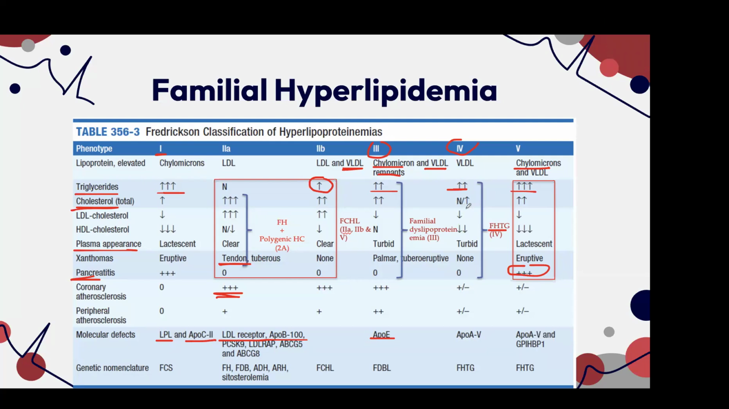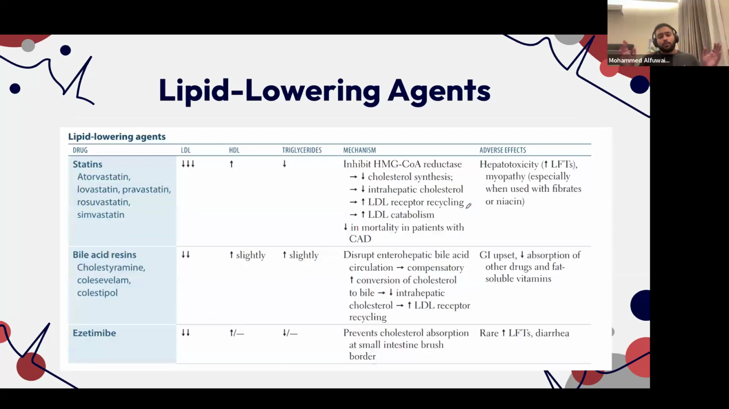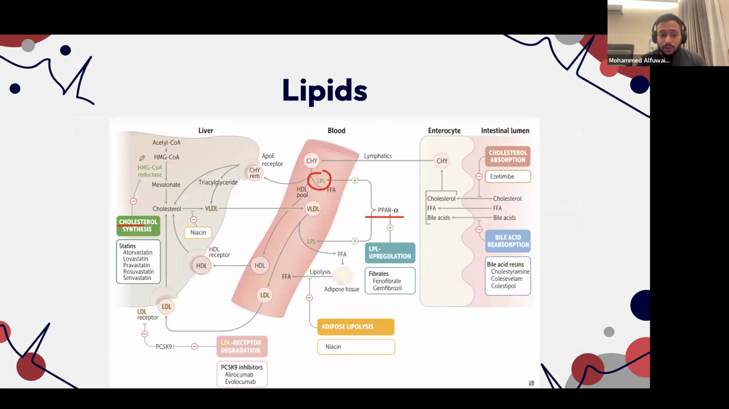Cool. Now, how do you reduce all of these things? The main drug that we use for hyperlipidemia is typically statins. Statins have the word statin in the medication name. What is the mechanism of action? It inhibits HMG-CoA reductase. Now, what will HMG-CoA reductase inhibition do? It will basically inhibit the endogenous synthesis of cholesterol.